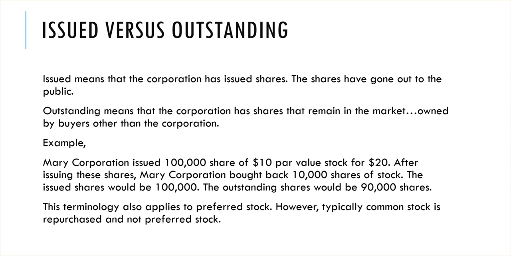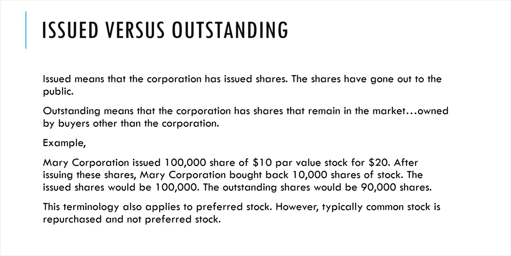Now, after that, Mary is going to buy back 10,000 shares of stock. Well, what is common stock after they buy back the shares? It's going to be the same because it's issued times par. So 100,000 times $10 par is what you're going to see as common stock, even after the treasury stock has been bought back. The issued number of shares is still 100,000. So the common stock account is still 100,000 times 10, which is a million.